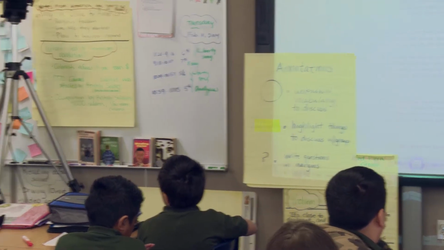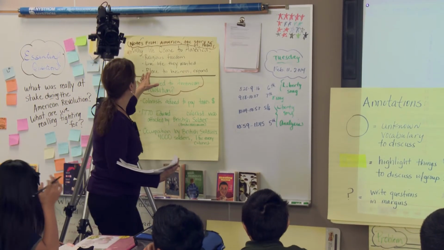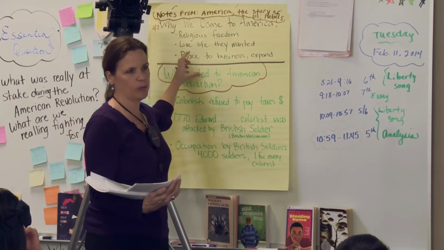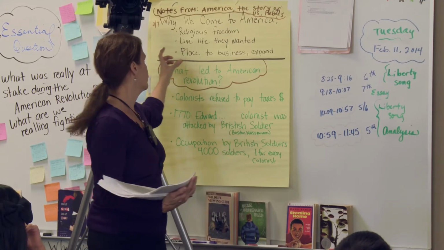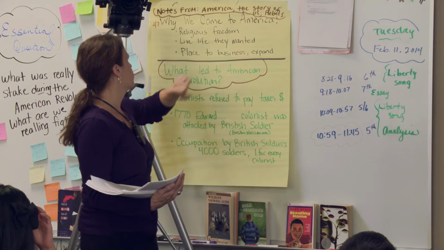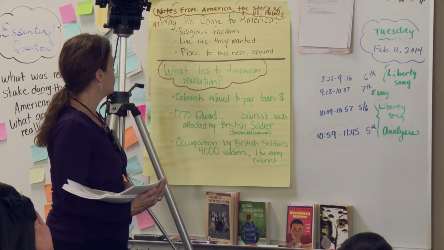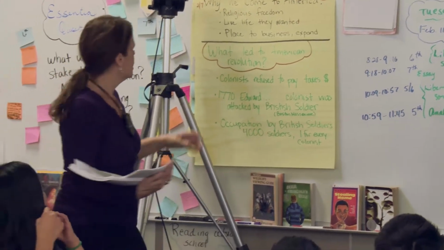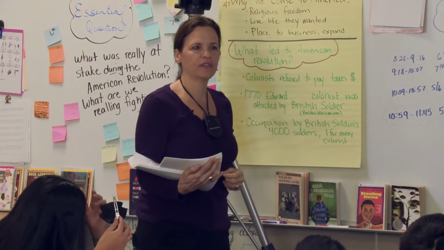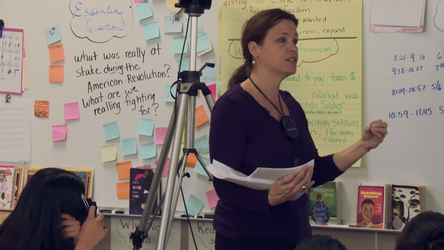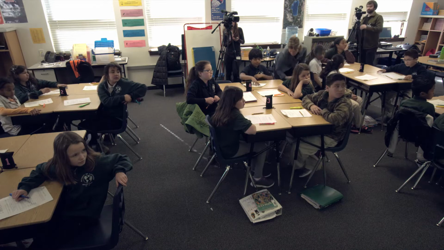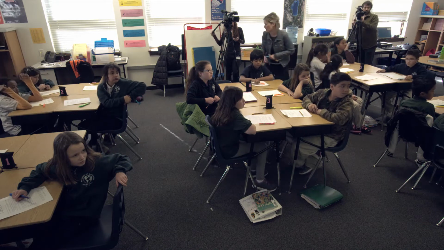Now, last Friday, we watched the film America, the Story of Us, Rebels. And we talked about the reasons why people came to America originally from England. The three reasons we found were religious freedom, to live the life they wanted, and to have a place where they could conduct business and make money, right? Then we also led up to the three significant events that we identified as what led to the beginning of the American Revolution, and that was the colonists refused to pay taxes to Britain.